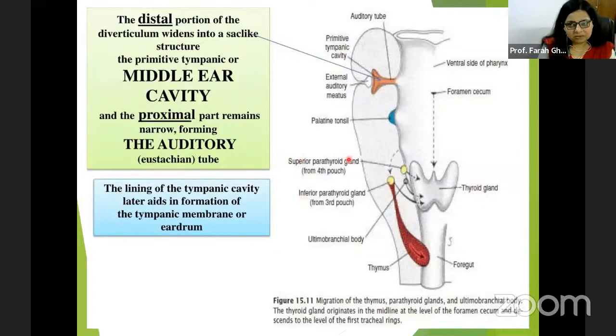Again, this diagram is a bigger picture where you can very well appreciate how the external acoustic meatus is in close approximation with the eustachian tube and the middle ear cavity. Right? This is the tympanic cavity and the eustachian tube.